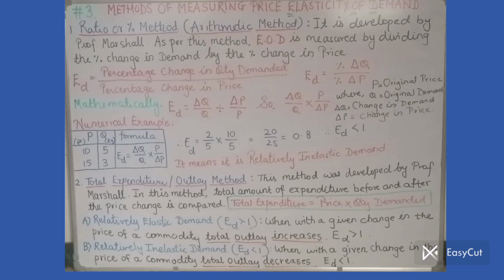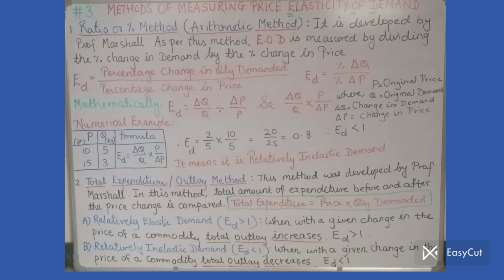Now this 0.8 is of course less than 1. So in this case, elasticity of demand is less than 1. So by using this numerical example, we have found with the help of one example, since ED is less than 1, it is relatively inelastic demand. I hope you know all the types which we learned in the last lecture. If ED is greater than 1, it becomes relatively elastic demand. And if it is 1, ED equal to 1, then we call it as unitary elastic demand. You must be remembering the types. So this was the first method of measuring price elasticity of demand.